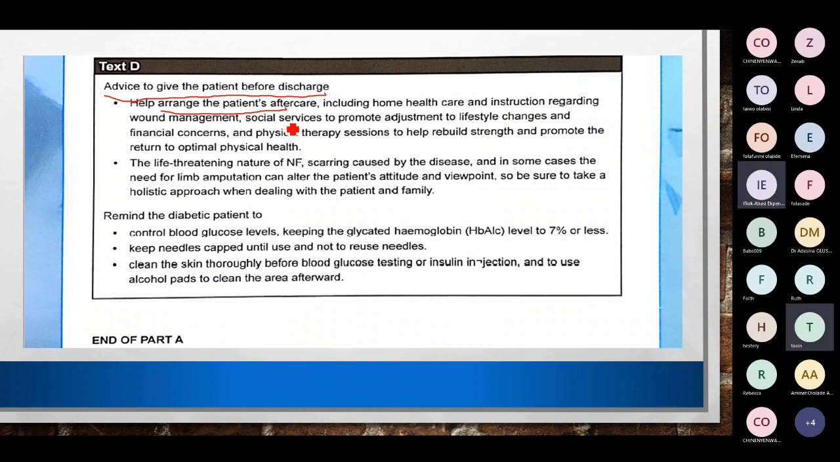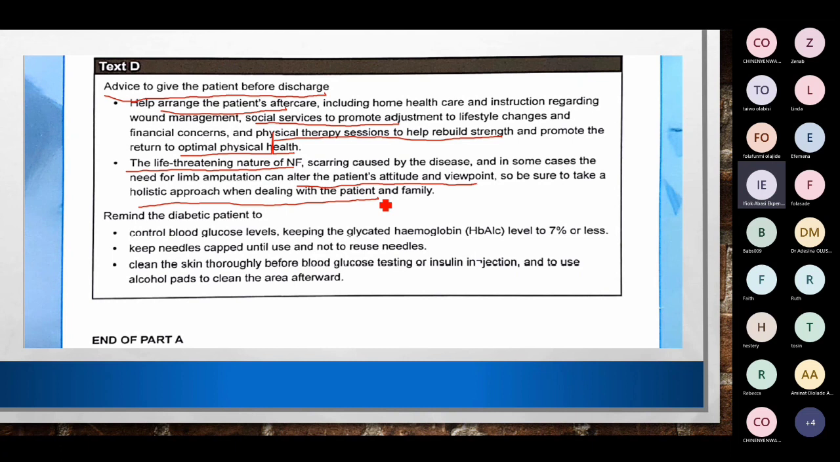Now, next thing I'm doing is to look at social services to promote adjustment, right? I can as well see physical therapy to rebuild strength. Next thing I'm seeing here is optimal physical health. Now, another part I can see is the life-threatening nature of NF, right? Next thing I'm seeing is alter the patient attitude and viewpoint. Then I can as well see holistic approach when dealing with patients and family.